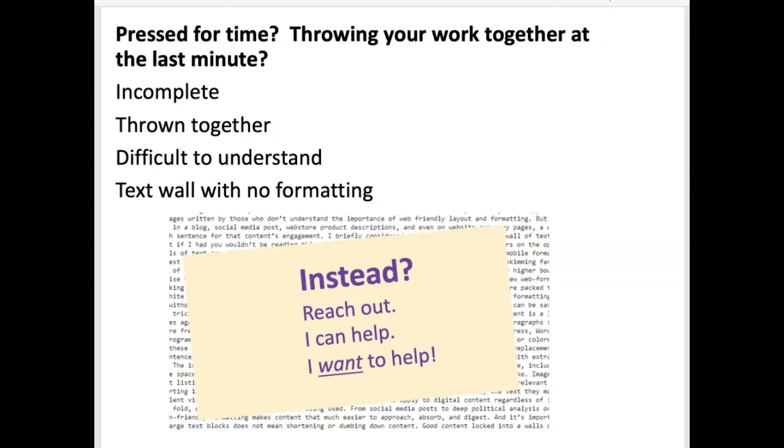Guess what? I make the decisions. I set the due dates. So I'm the one that you probably might want to talk to. And I don't mean to ask for permission to turn in something late. I mean, talk to me. Let me know what's going on. I can help. And more importantly, I want to help. I'm here to support you.